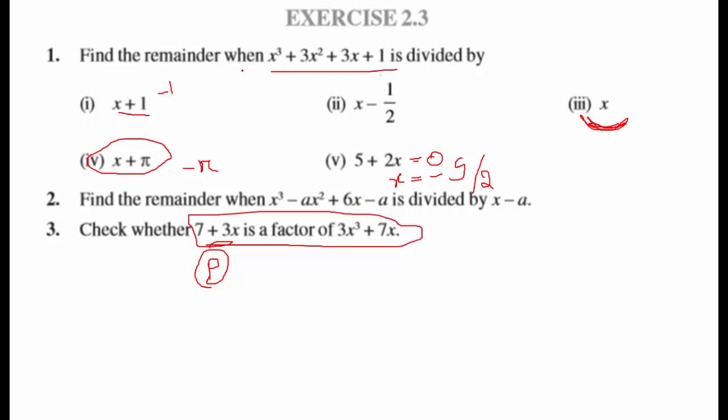Now your homework is to complete exercise 2.3 and the examples of exercise 2.3. You have to complete all the examples of exercise 2.3.